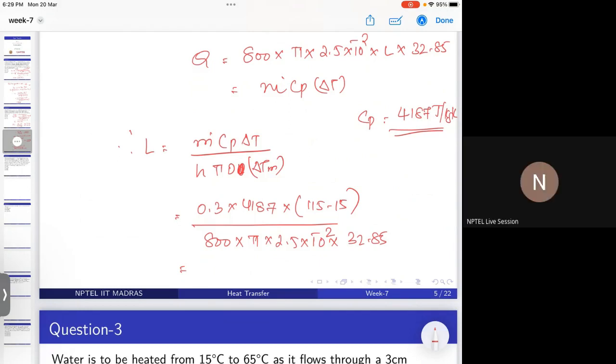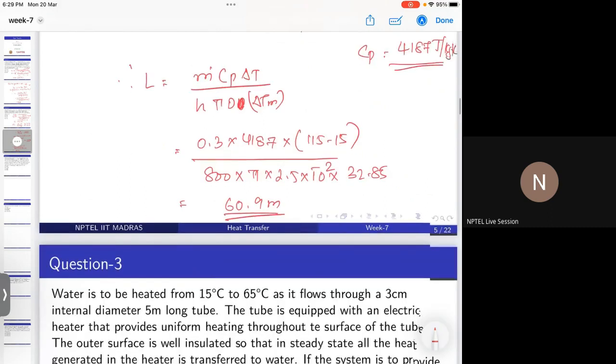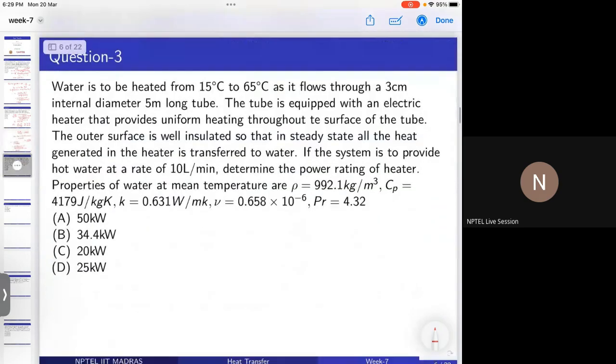How much? 60.9. Yeah, almost close to 60.9. Okay. Then let's move on to the next question.